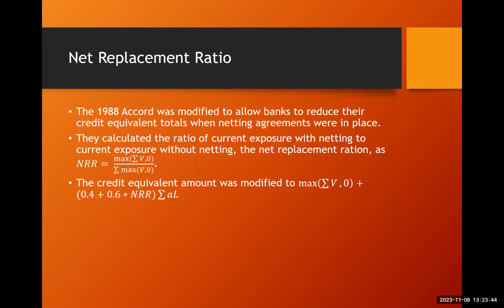So let's think about the case where your net replacement ratio would be 0. That would mean you are in more debt than you have possible gains, and so your net replacement ratio is 0. The reason why that matters is because in aggregate, most of your contracts are ending up costing you money, and so you don't need to add another fee on top of that for the credit risk.